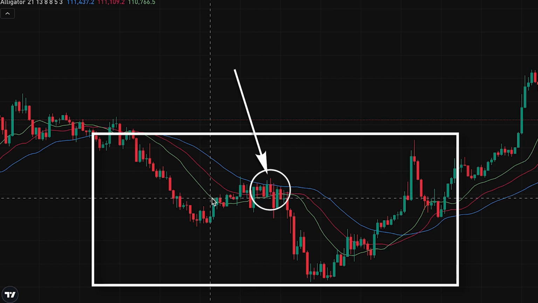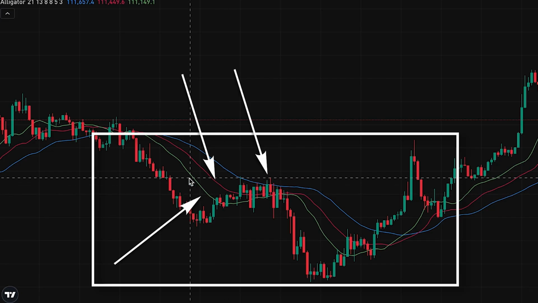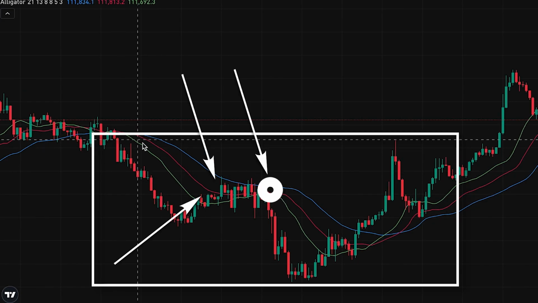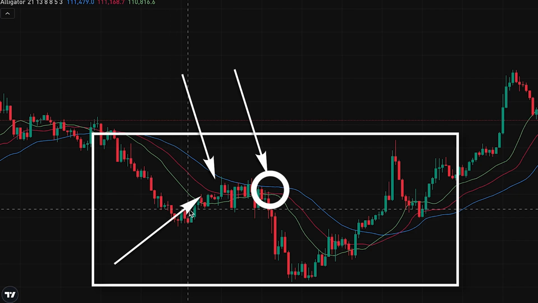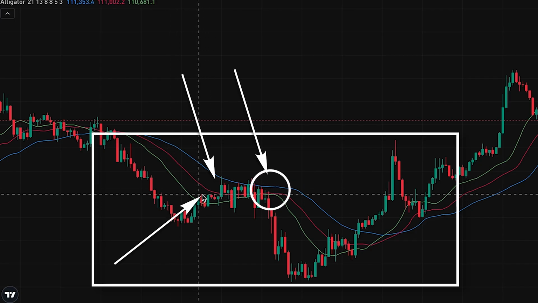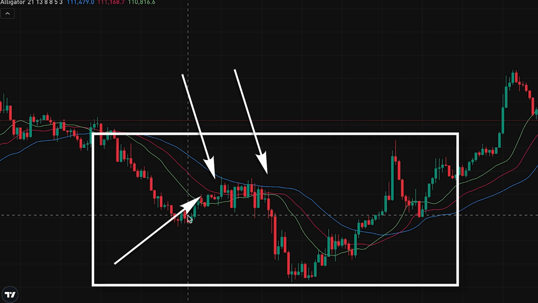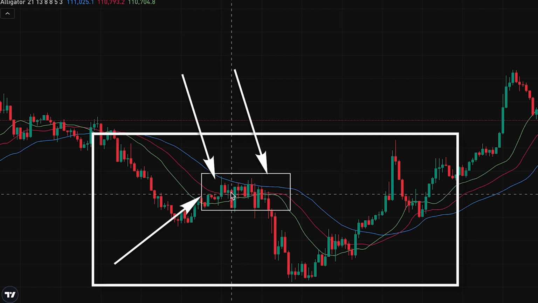We focus only on the lips and teeth of the alligator. So to us, the alligator initially signals down, and you can also use it at will. But at this particular point, you should have been out of the deal by now. And I recommend you wait for the moment when the alligator crosses the green and red line.